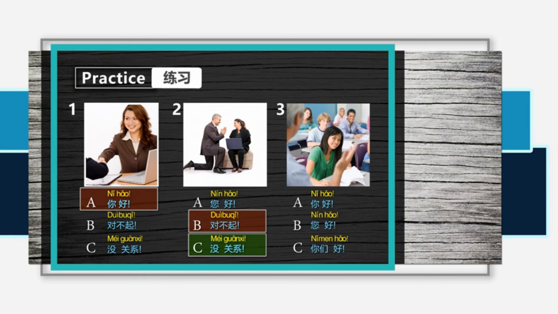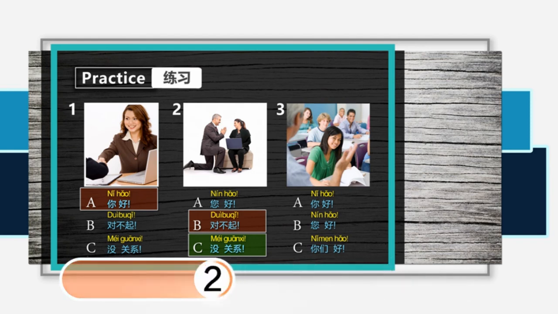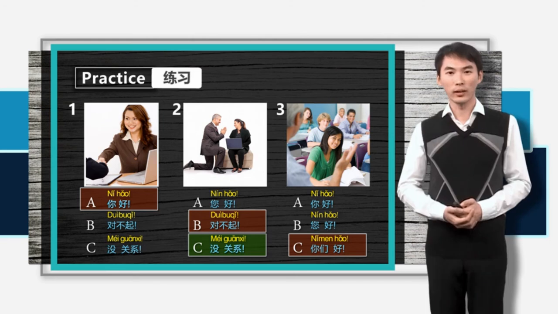Number 3. What should the teacher say? Yes, the answer is C. 你们好. What should the students say? Yes, the answer is B. 您好. Very good.